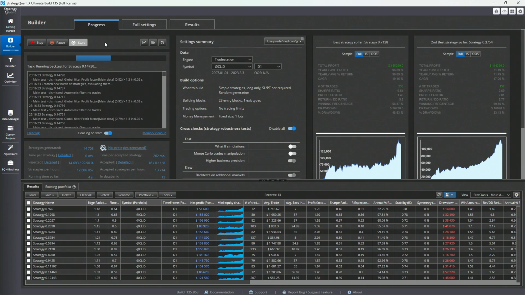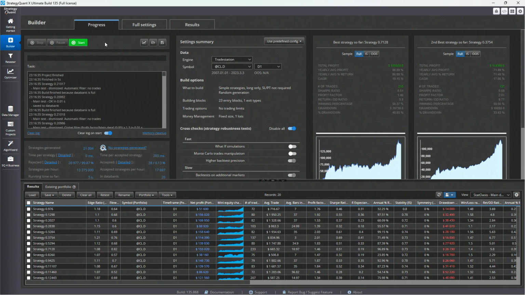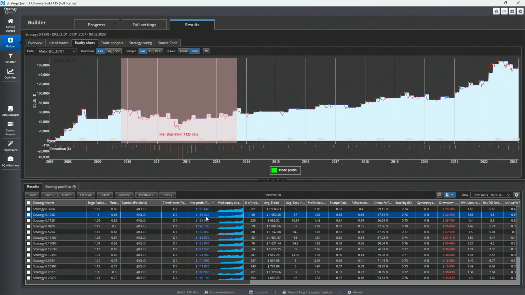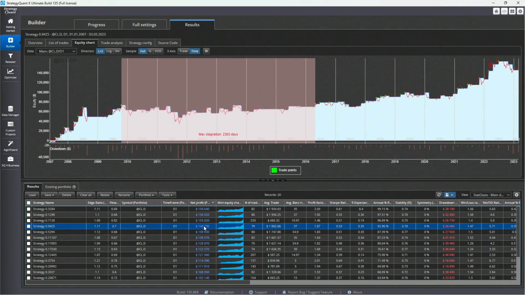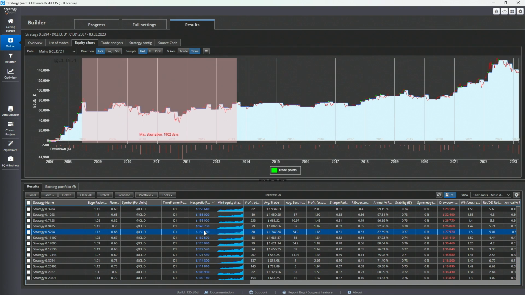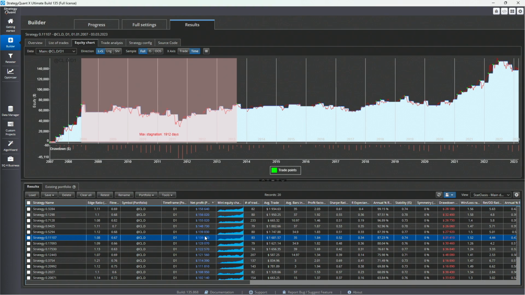So that's fairly quick. The project finished in 5 seconds. We can see we have multiple strategies making good money, but of course some of them have a big stagnation period. It doesn't matter. I'm just looking at how fast we can find profitable strategies.